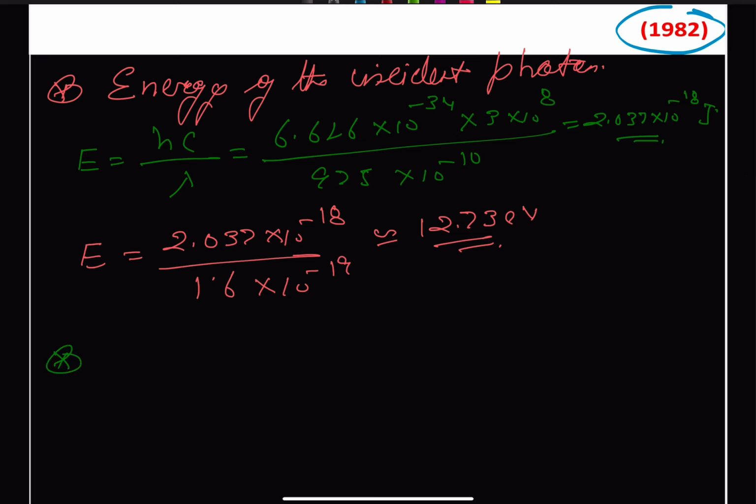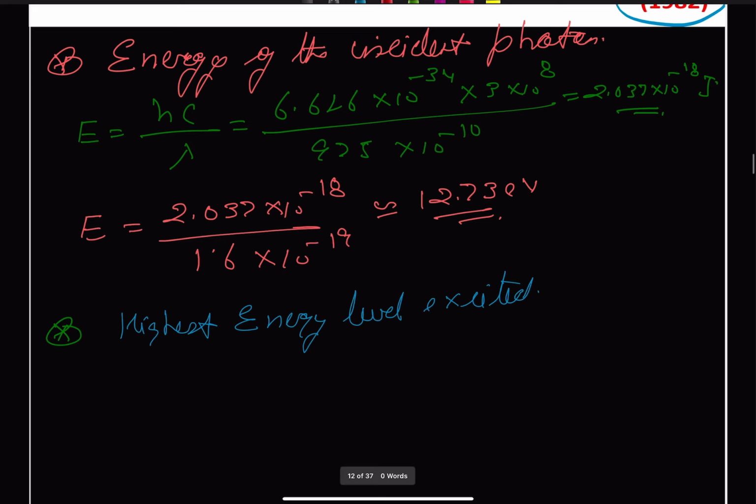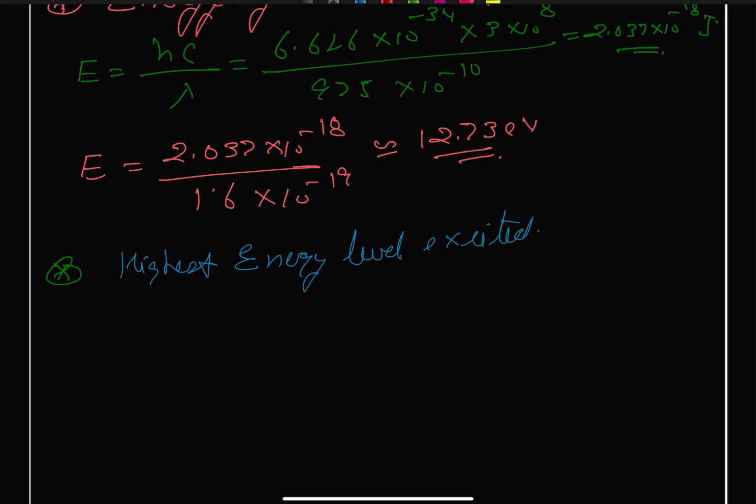Now we are going to use the energy level equation for the nth one. So the highest energy level excited, and for that obviously we have to find out the value of n. So we can write that E of n is equal to minus 13.6 into 1 upon n square electron volt.